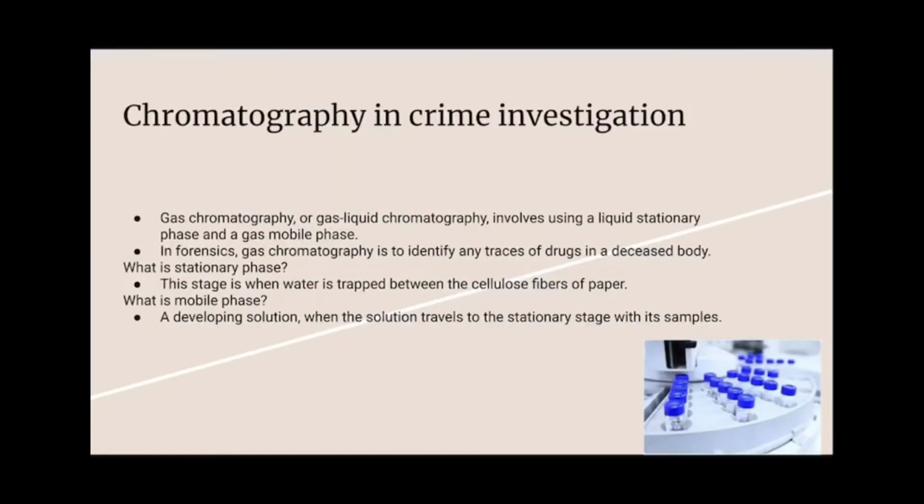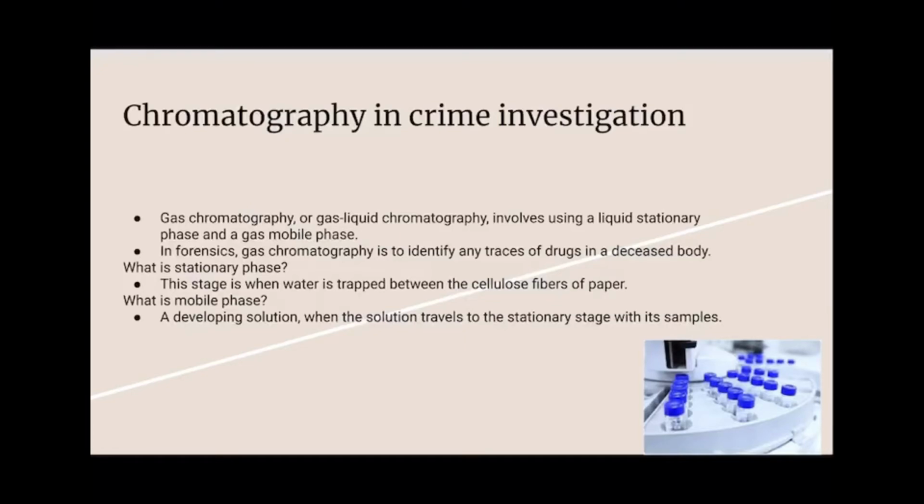Chromatography in a crime investigation again, but this is gas chromatography or gas liquid chromatography. It involves using a liquid stationary phase and a gas mobile phase. In forensics, gas chromatography is used to identify any traces of drugs that have been left behind in a deceased body. Maybe people who have died had done drugs, and they can trace it by using gas chromatography.